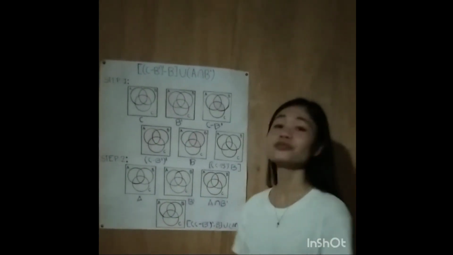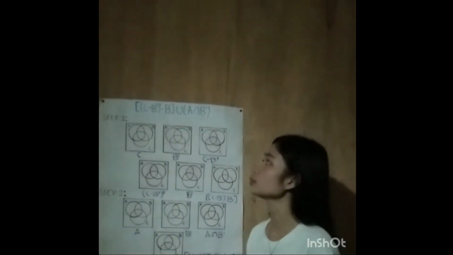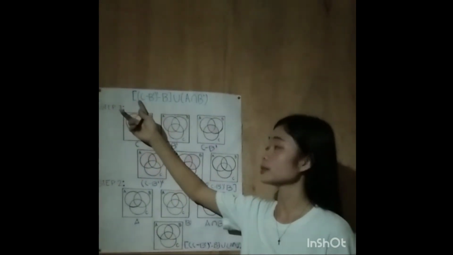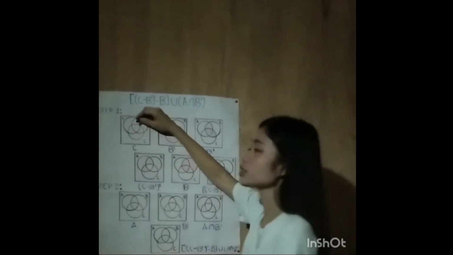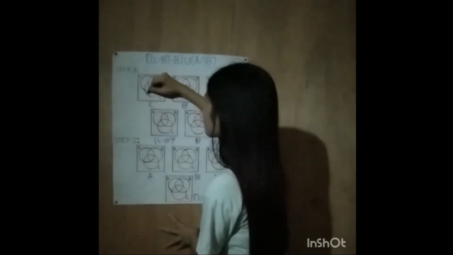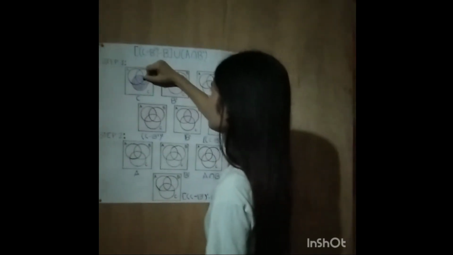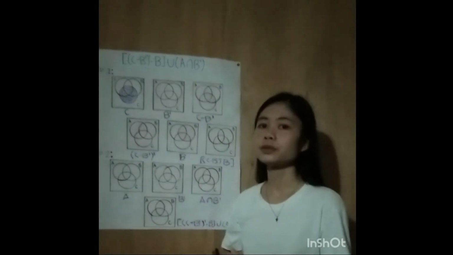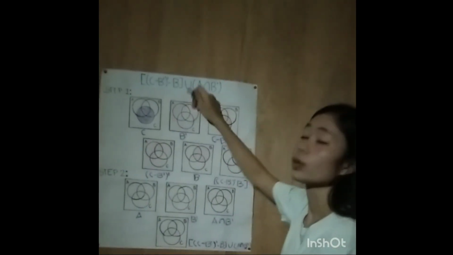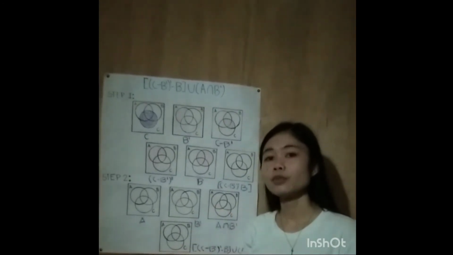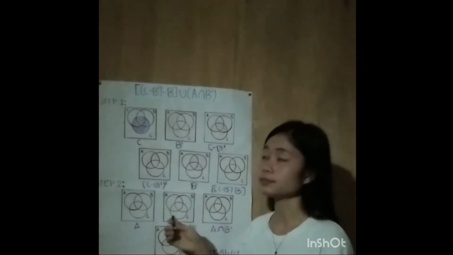So step 1, we will find the answer in the left part. To get the answer in the left part, we will make first the single set or the Venn diagram of the set C. So of course, we will shade the circle C, just the circle C. Then after that, we will make the Venn diagram of the B prime. So B prime means not B. It means we will shade every part of the Venn diagram except the circle B.